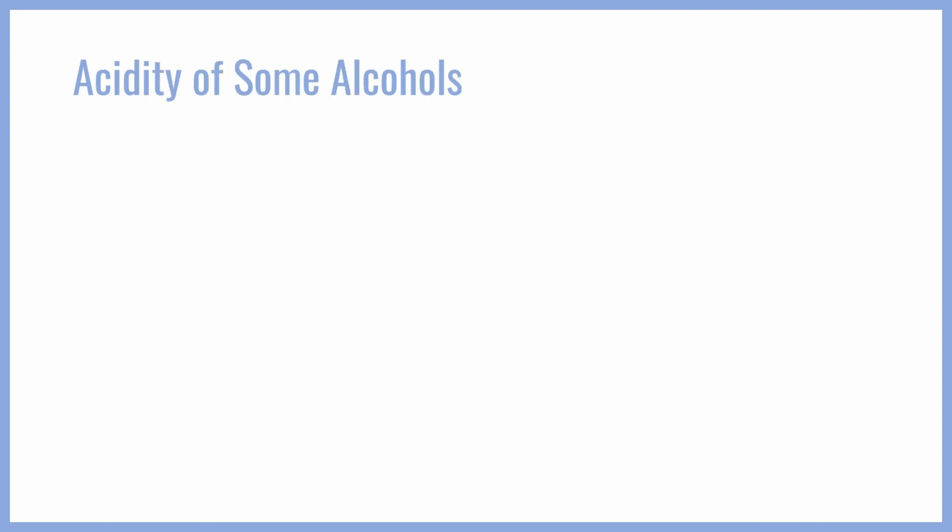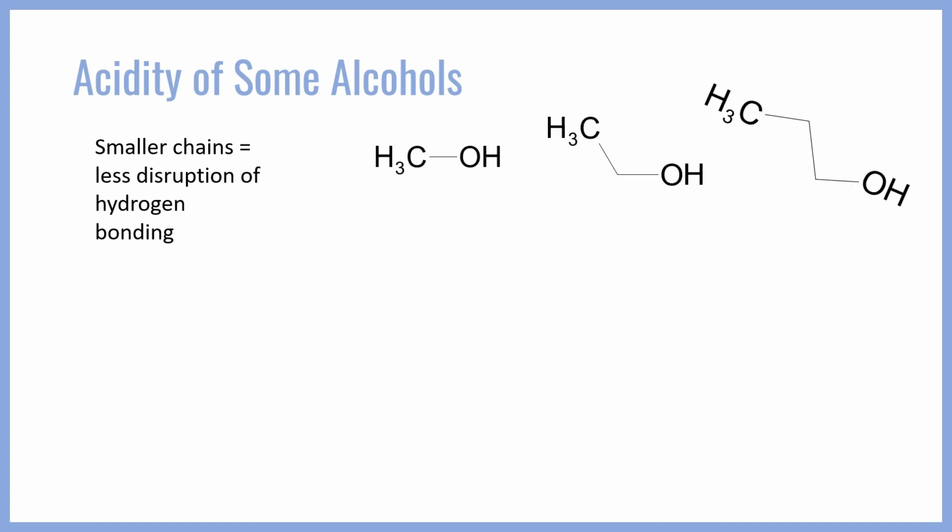To get a better idea for this, let's go ahead and look at the acidity of some different alcohols. In general, the smaller the alkyl chain that we're dealing with, the less disruption of hydrogen bonding is going to occur. For example, let's consider methanol, ethanol, and propanol, 1, 2, and 3 carbon chain species. Their acidities, if we look at the pKa's, are going to fall in this order, where methanol is going to be the most acidic, followed by ethanol, and then finally propanol.